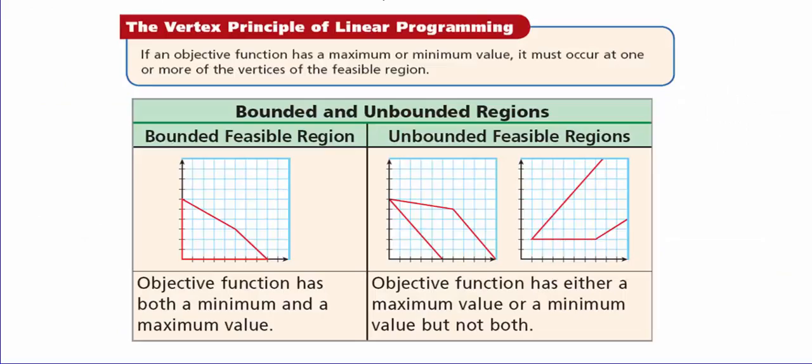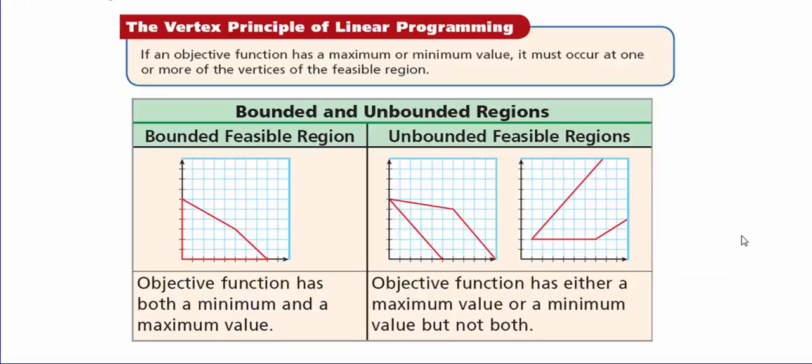All right, so here are some examples. A lot of the problems we look at with linear programming look like this, where you have a bounded region. So in that case, we would have both a min and a max. At times, though, you have unbounded, and so in these situations, you'll have either a max or a min, but not both.